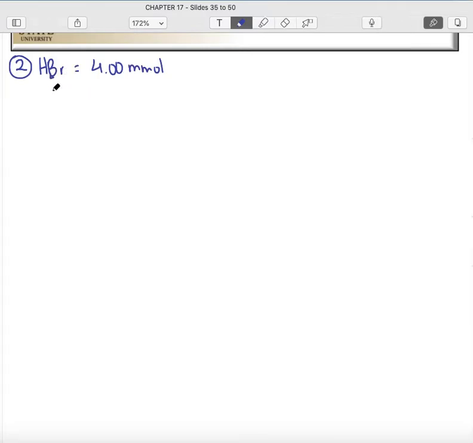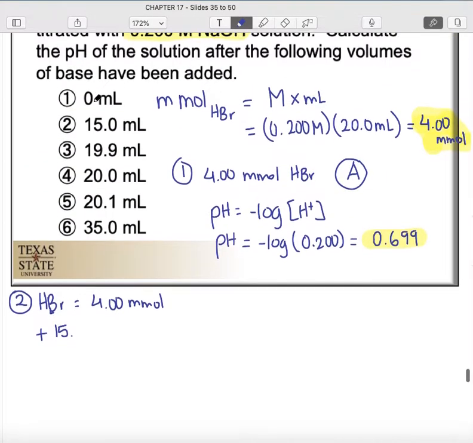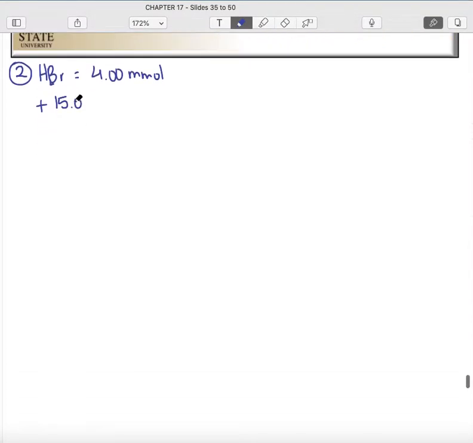But now I have added 15 milliliters, let me see, significant figures, sorry, 15.0 milliliters of NaOH. And so my job now is going to be to find the number of millimoles of NaOH that are added.